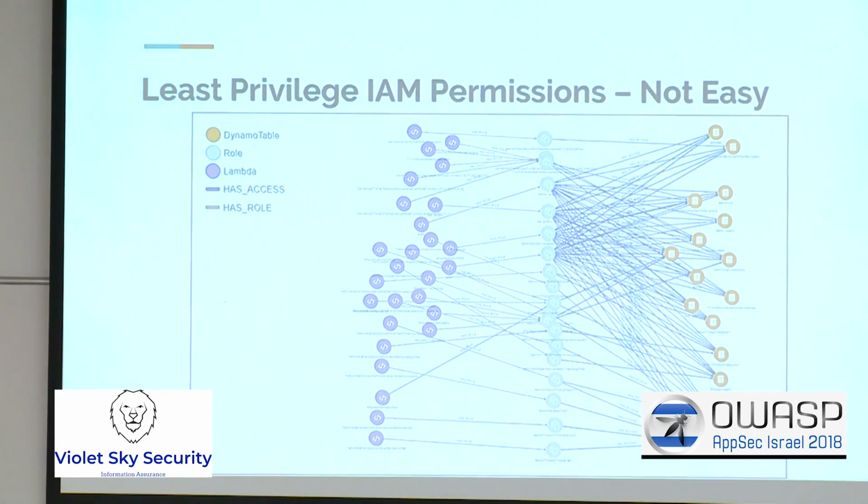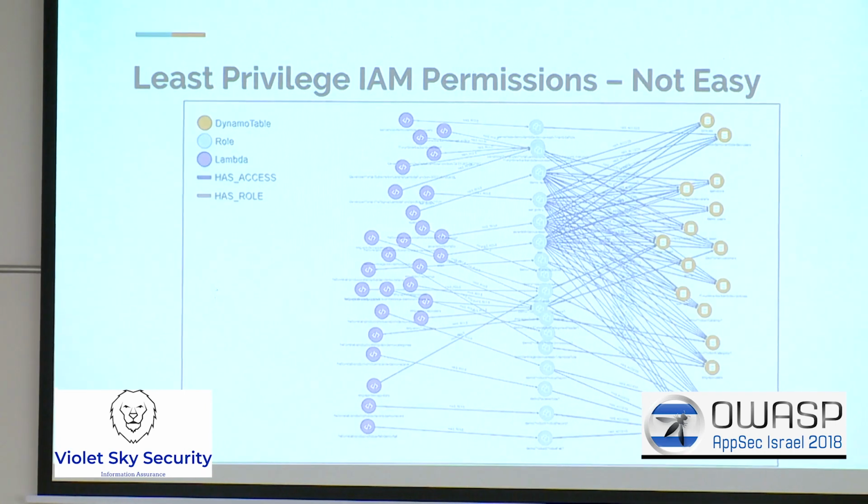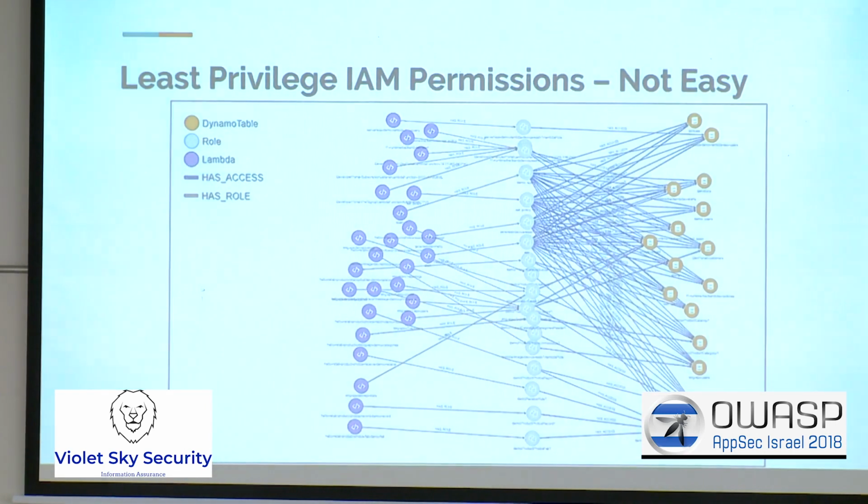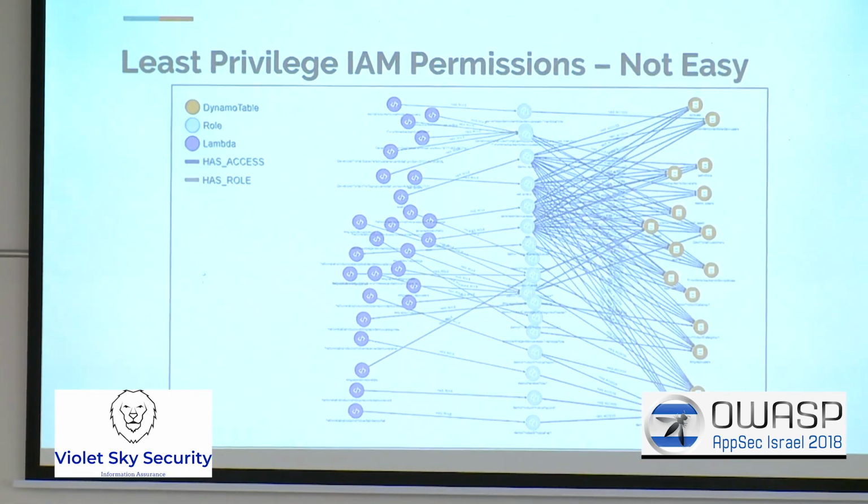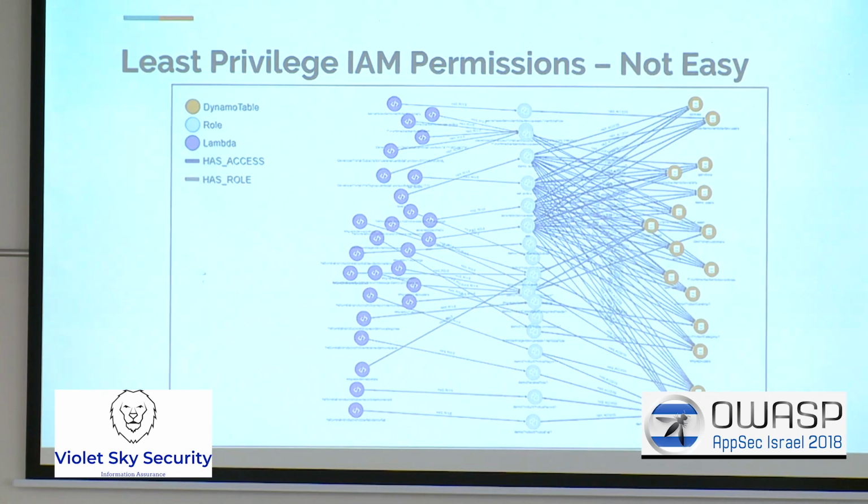We actually took a real-life environment and we mapped out, on a permissions basis, the relationships between Lambda functions, roles, and DynamoDB tables. We put this into a graph database and generated this image. On the left side, you see the Lambda functions, those are the purple ones. On the right side, DynamoDB tables, the orange ones, and in the middle, we have the roles. So you can see the relationships and how complex it can be.